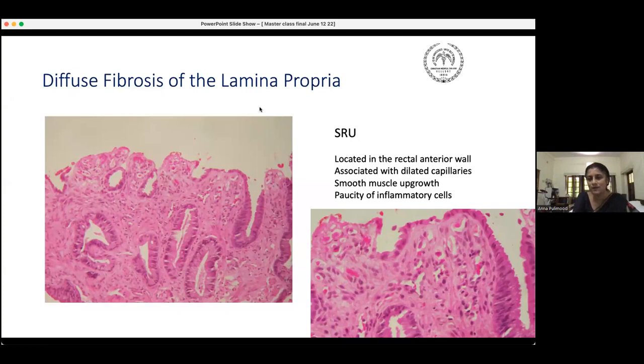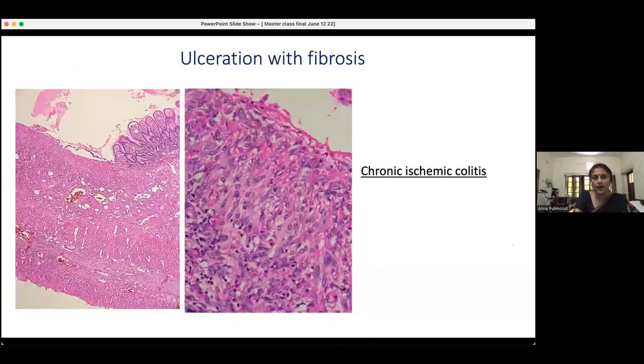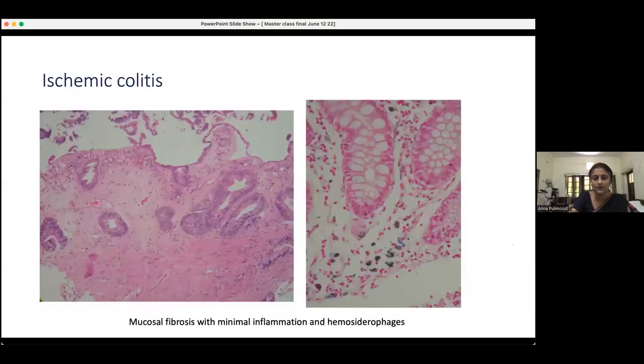But of course, the location in the anterior wall of the rectum and history of radiation colitis is also important. But usually SRU is not a diagnosis that you will mistake for anything else when you've seen a few good cases. Ulceration with fibrosis, again, most common condition is ischemic colitis, but you can also see it with all the other disorders associated with increased fibrosis.